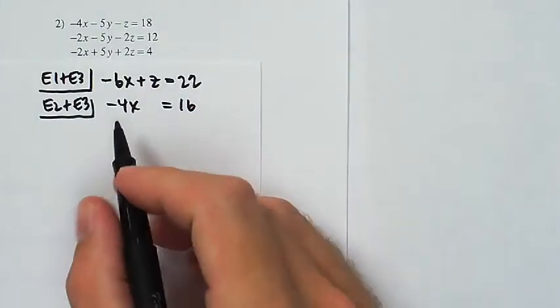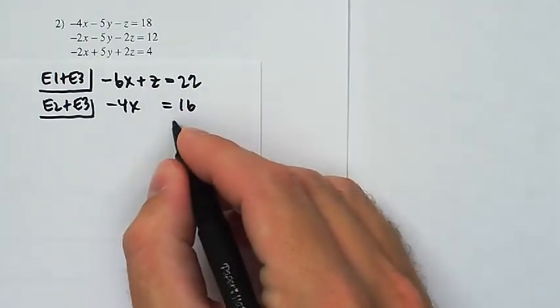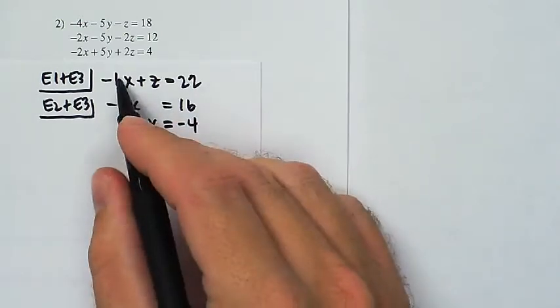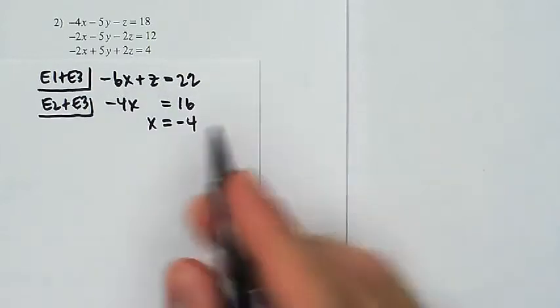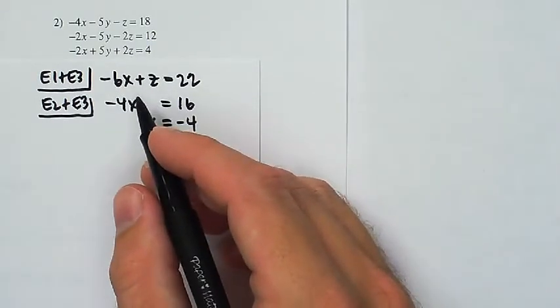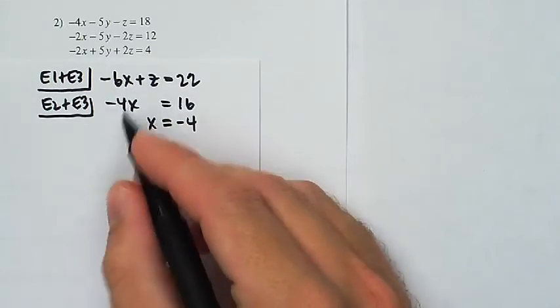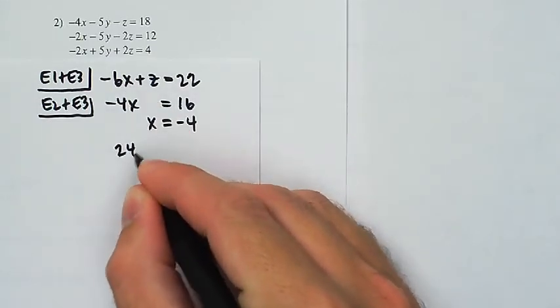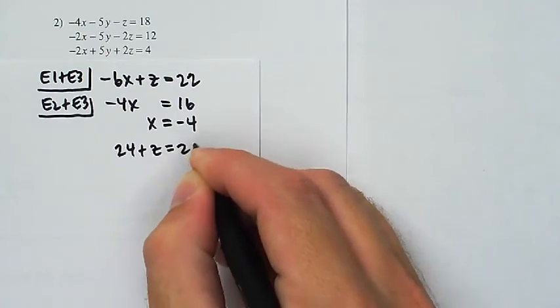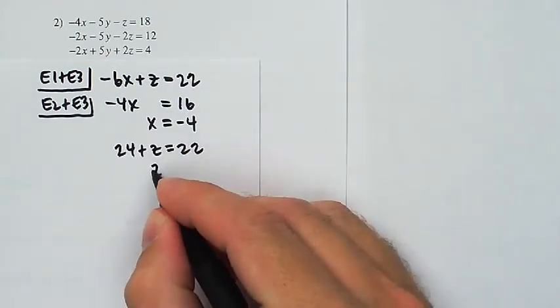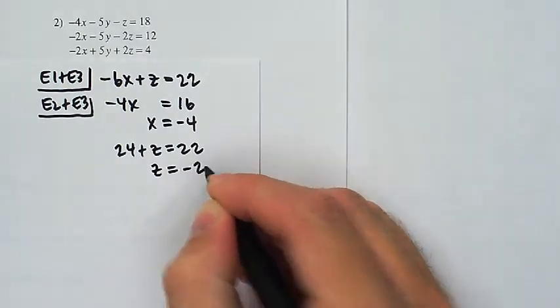Okay, and then I'll be able to solve for x here. I'll say, all right, that means that x is going to equal negative 4. And then I can substitute up here on my other equation that has just the 2 variables, and I can figure out the value of z. Negative 6x is going to be negative 6 times negative 4 is 24 plus z equals 22. And then I'll see, okay, well, z is going to be 22 minus 24, which is going to be negative 2.